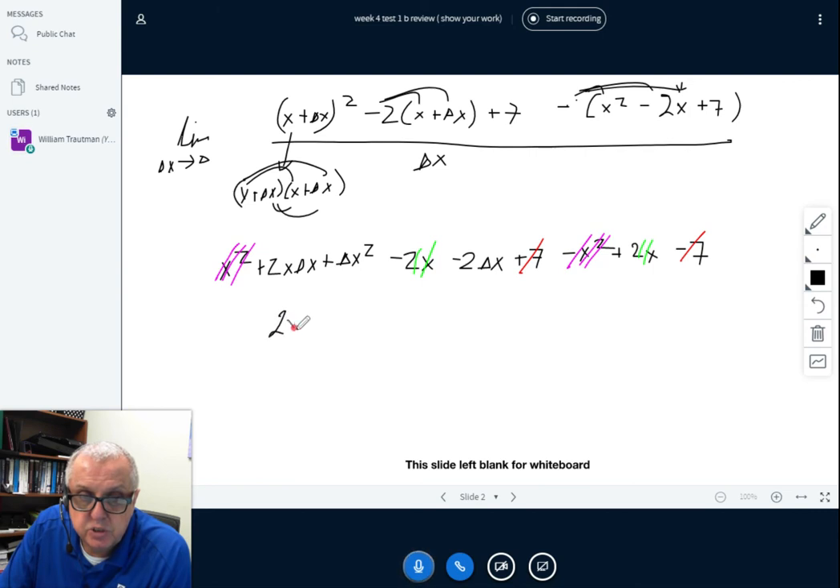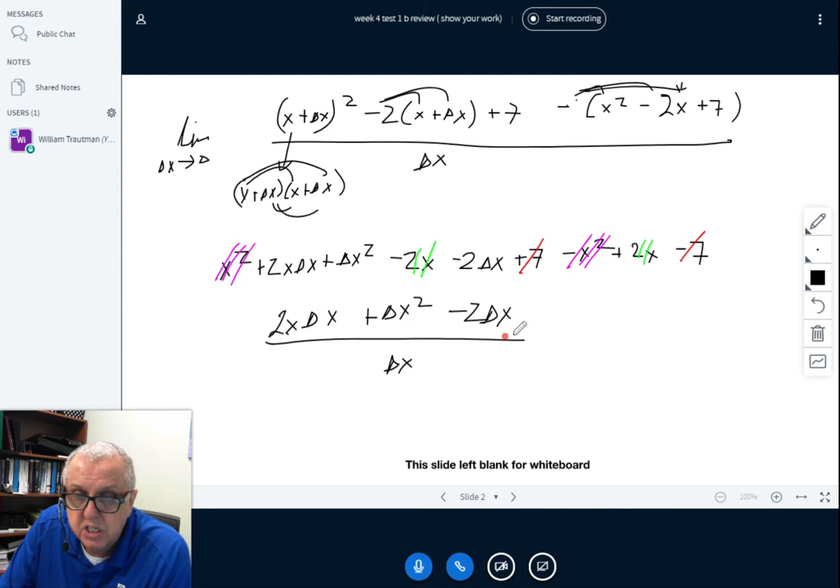I'm left with 2x change of x plus change of x squared minus 2 change of x. And don't forget, this whole thing is over change of x. If you look at the top, I can factor out a change of x.